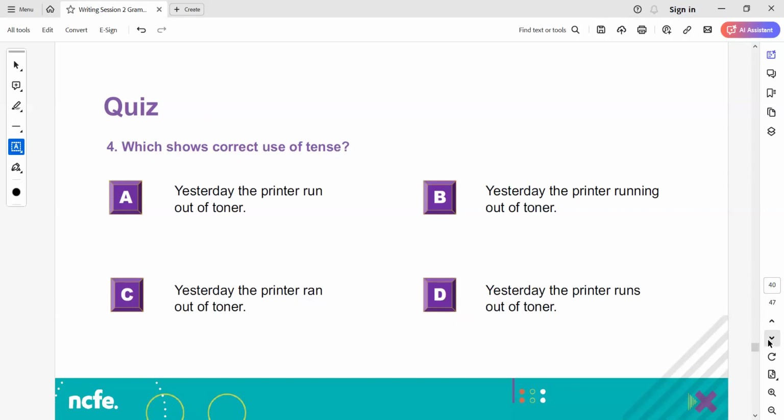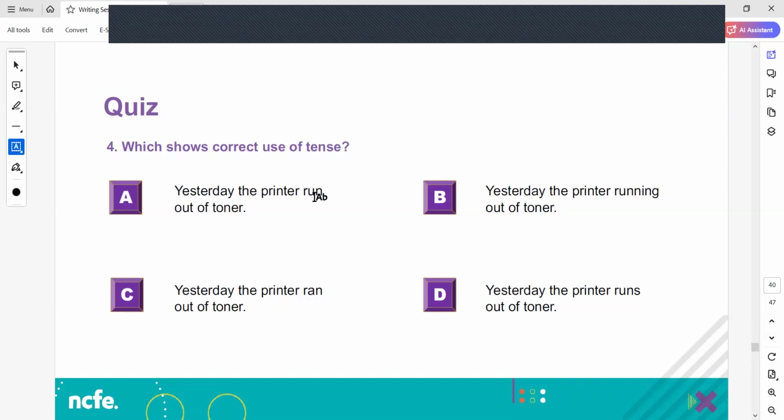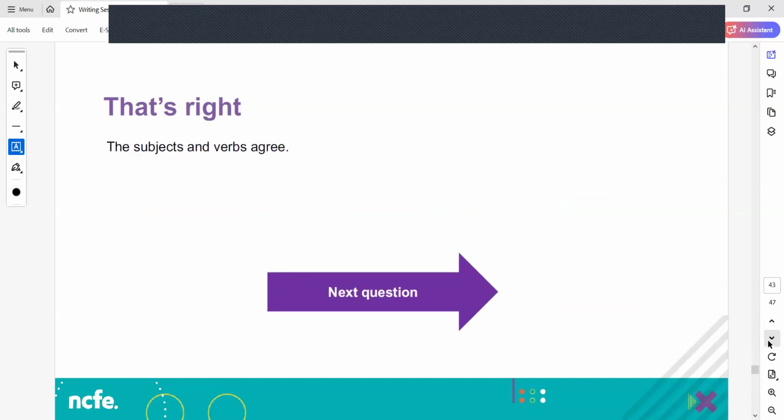A. So the printer run out of toner, that one's not correct. No. Run out. C. Yeah, well done. Ran. So that's the past tense. That shows the correct use of the past tense.